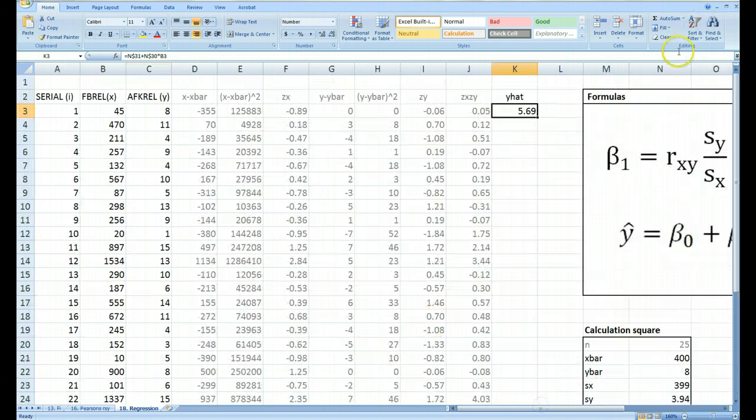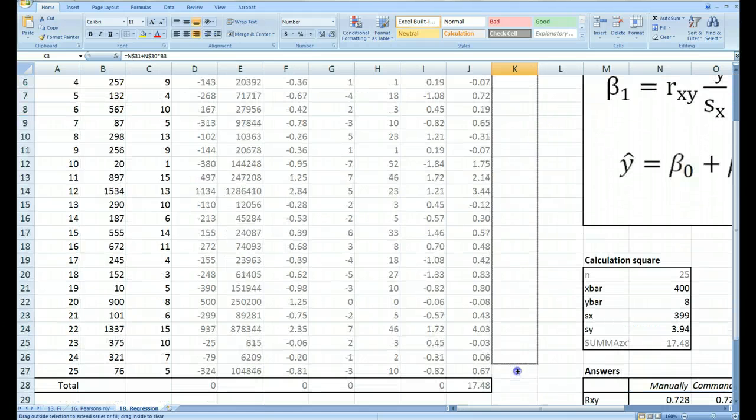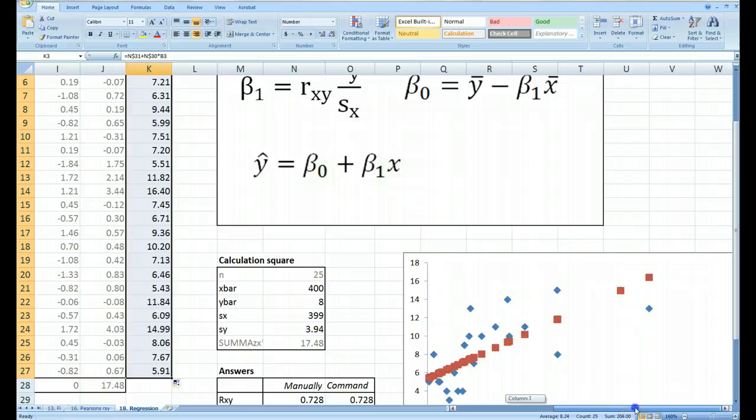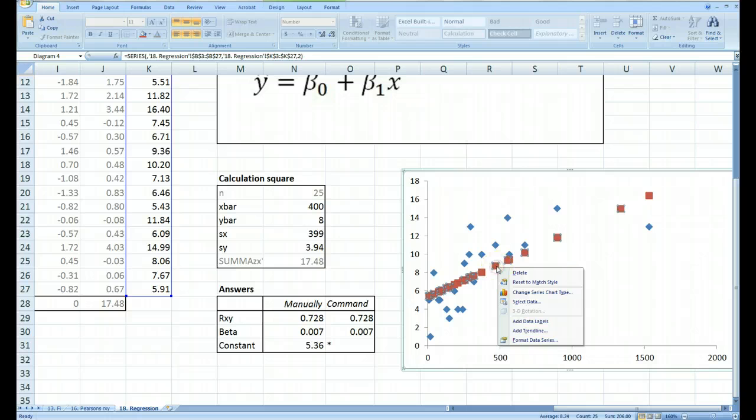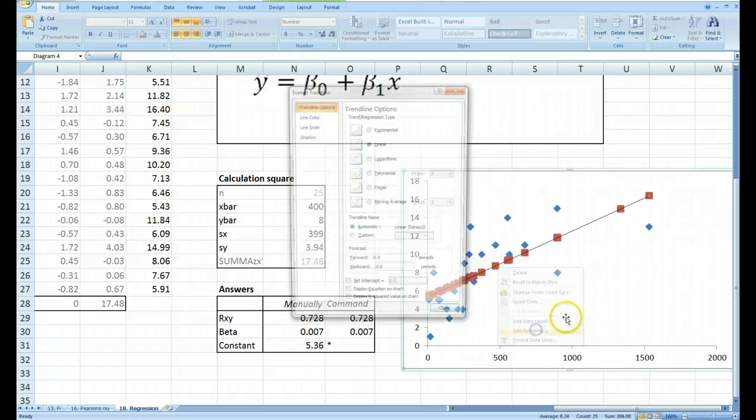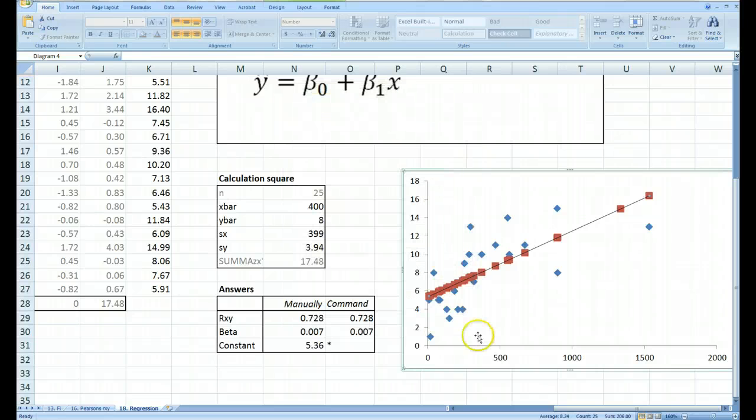So I do that by holding my cursor there, so it becomes a cross, and I pull down all the way. I've already set this so it automatically plots our lines here. So you can see our little dots here. These are our predictions, and they are aligned in a perfect line. If I right-click on one of these, I can add a trend line, and I say it's a linear one. So then we get a line. This is actually our regression line.